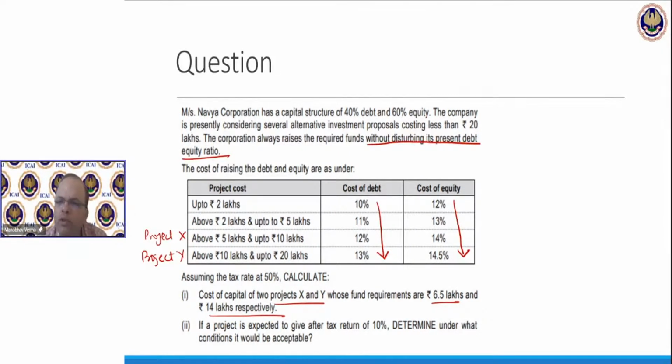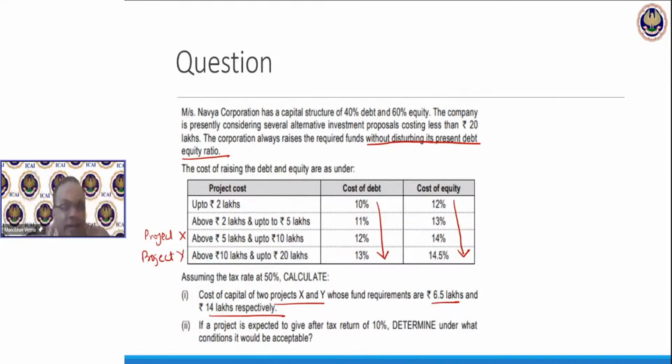So we're talking about third and fourth range here. So we need to calculate the cost of debt and equity for third and fourth range specifically. Now, the only thing is, if you see the second part, if a project is expected to give after tax return of 10%, determine under what conditions it would be acceptable. So we talk about under 10%. Now, in that case, probably we need to know the cost of capital of all the ranges. If you're saying that a project is expected to give after tax return of 10%, do you agree with me?